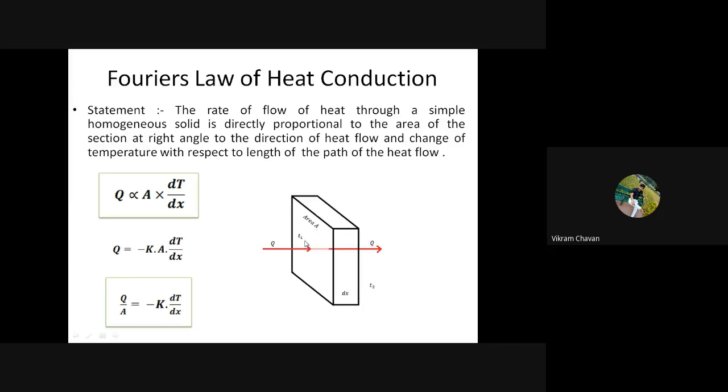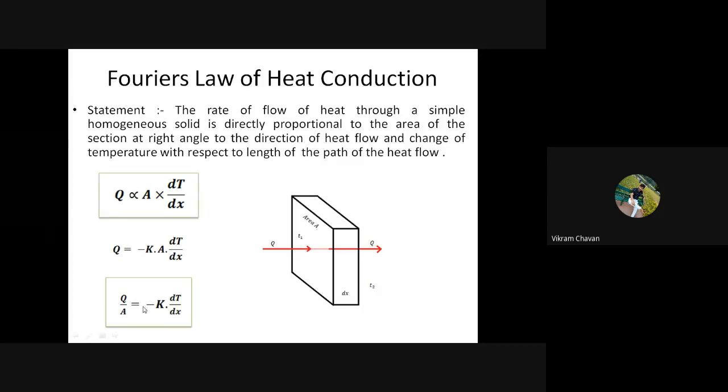But heat always transfers from the high temperature region to the low temperature region, so T1 is greater than T2. So T1 minus T2 will provide a negative value. To accommodate that negative value, we have provided a negative sign, so our equation becomes Q is equal to minus k multiplied by A multiplied by dT divided by dx.